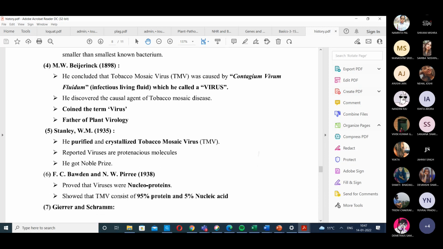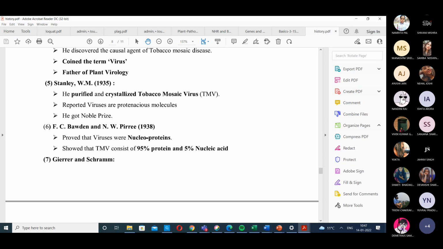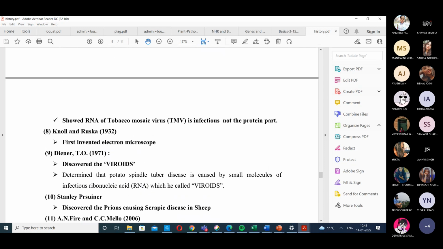Then W.M. Stanley was the first person to purify and crystallize tobacco mosaic virus, right? So he reported that viruses are protein molecules. He got a Nobel Prize for that. Then Bawden proved that viruses are nucleoprotein, and he showed that it consists of a protein and a nucleic acid, in tobacco mosaic virus, right? Then Gierer and Schramm showed that RNA of tobacco mosaic virus is infectious, not the protein part.